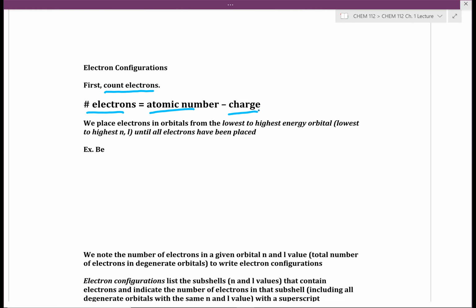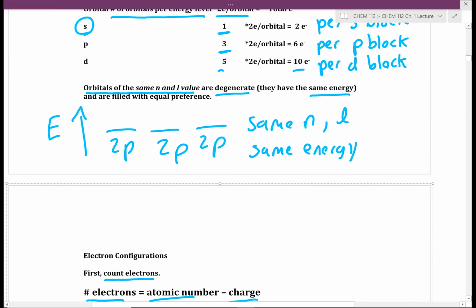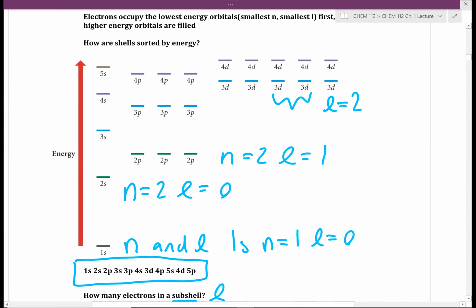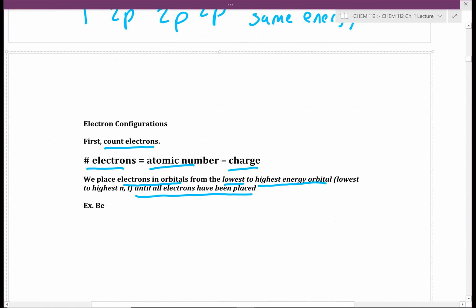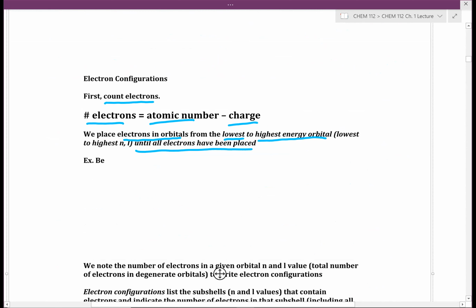Now, we're going to place electrons in orbitals from the lowest to highest energy orbital until all of our electrons have been placed. So we're going to take this general orbital energy diagram and fill it with electrons from our given element. To show how this works, I'll show a representative example and then you'll handle an example as well.